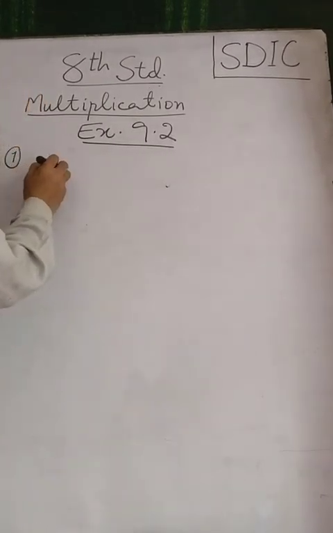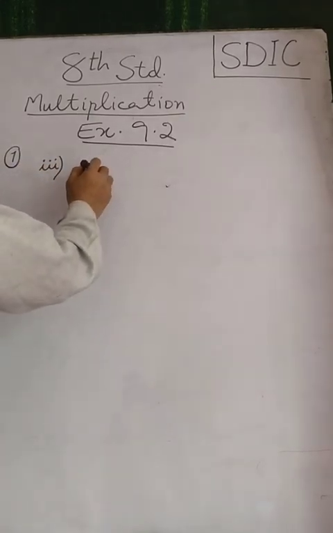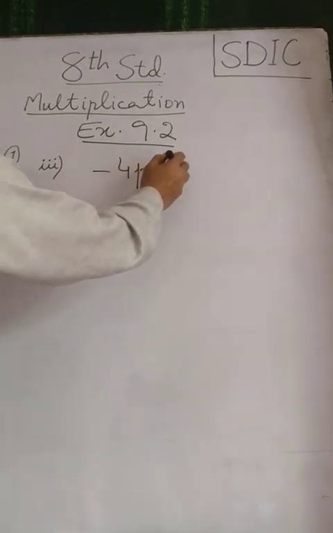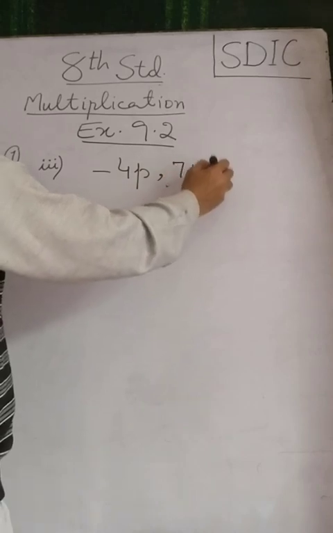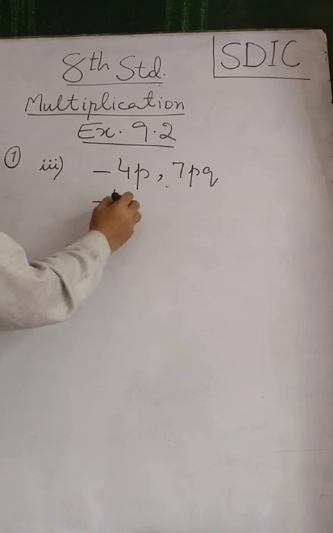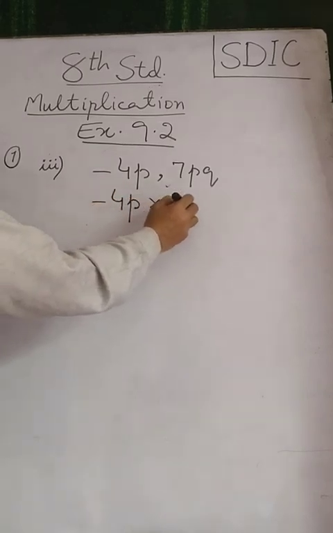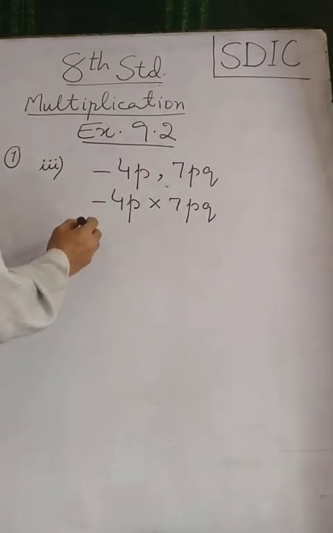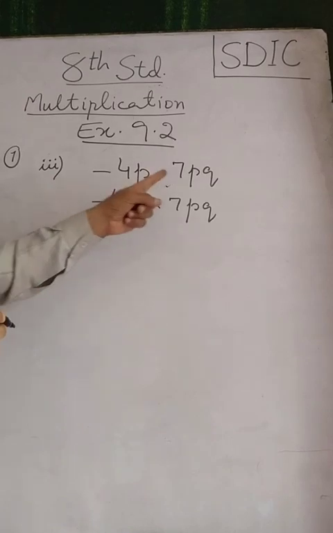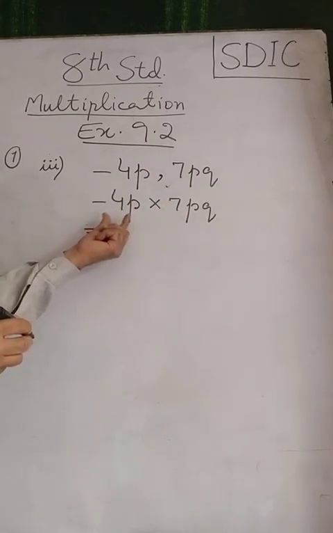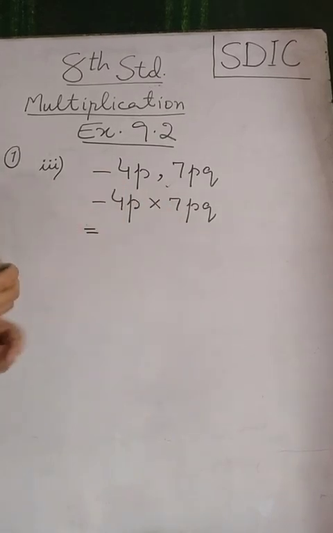Part number 3 of question number 1. The two monomial expressions now are minus 4p, the first one, comma, the second one is 7p cube. Have to multiply these. So replace comma by multiplication. This will be minus 4p multiplied by 7p cube. Now let us multiply them. As usual, we'll first multiply the coefficient by coefficient. What is the coefficient of the first monomial expression? It is minus 4. Second is 7. So multiply minus 4 by 7.